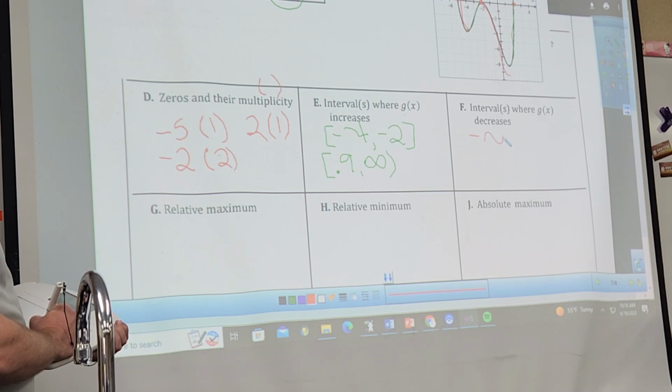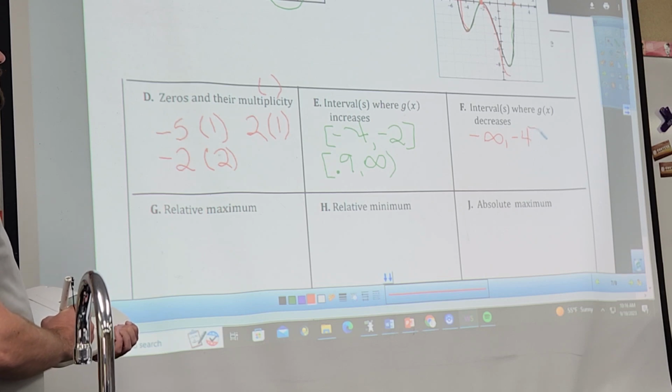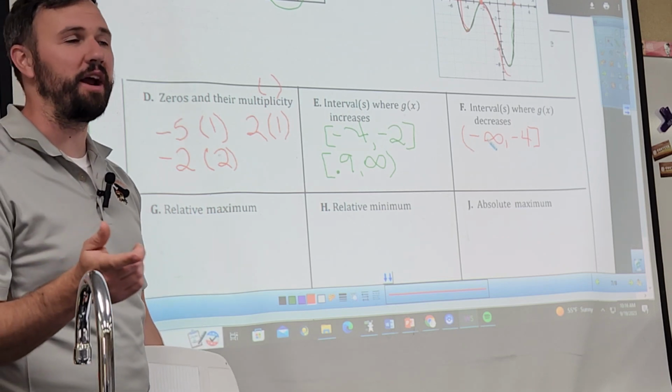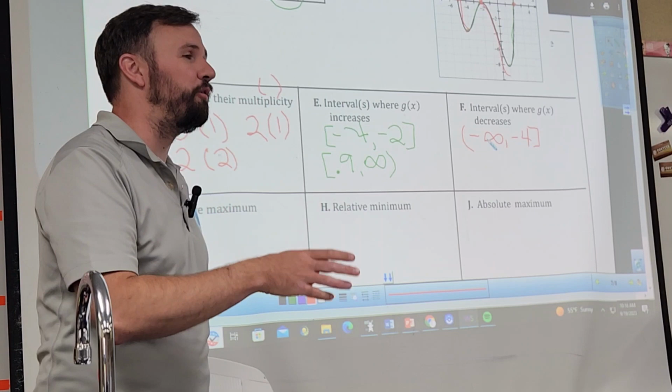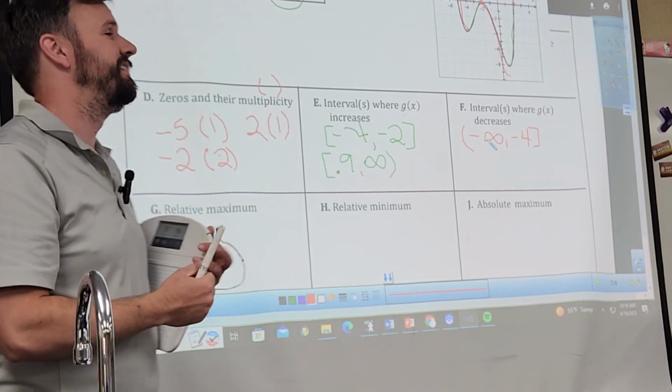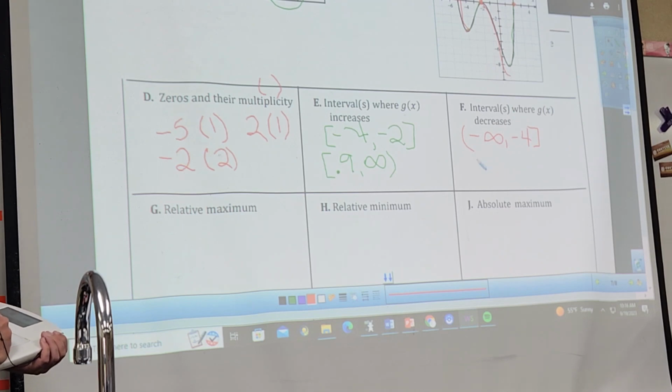So that's what? Negative infinity to... Hold on, quick question. Why am I putting the -4 in brackets here like I did over there? With increasing and decreasing, it's always going to be brackets, because at that point is when it is still going through. Technically, at that point, it's constant. But we'll just play it.